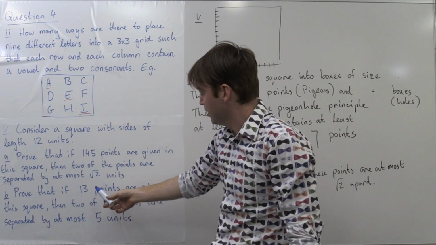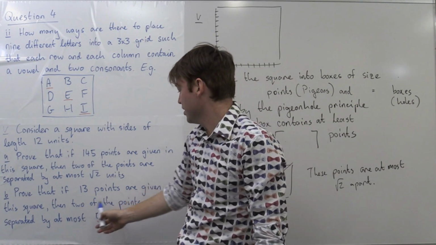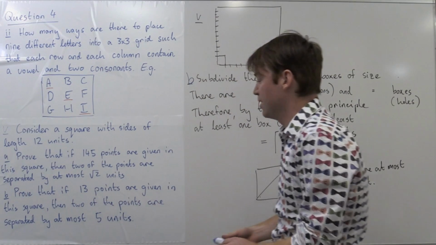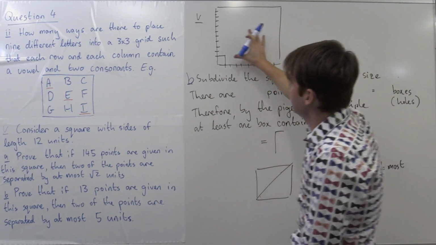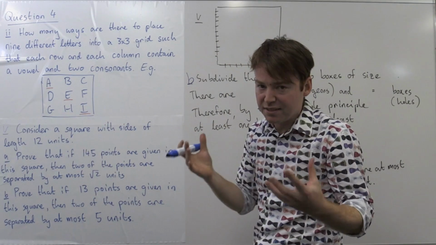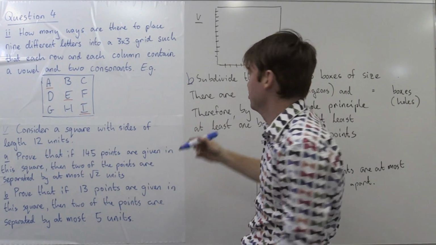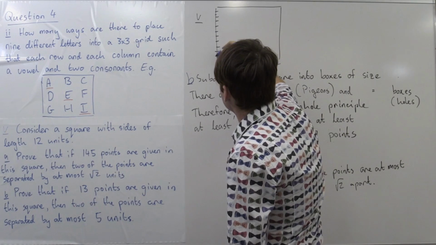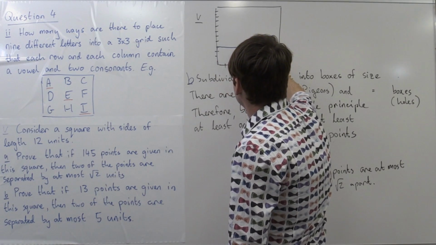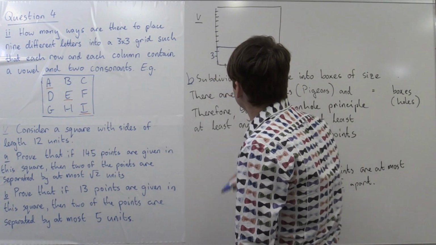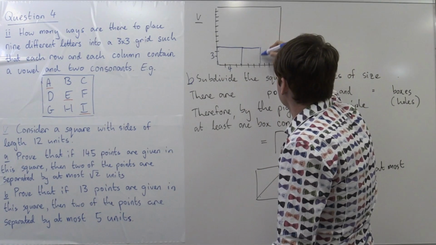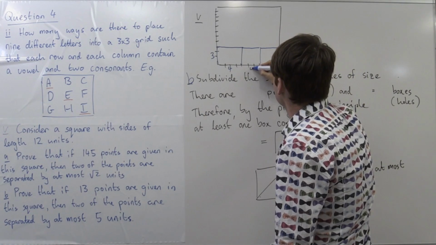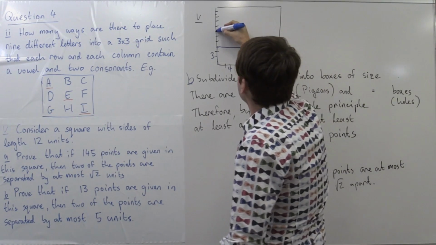Prove that if there are 13 points given in the square, 2 of the points are separated by at most 5 units. Okay. I'm going to subdivide my square, but now I'm going to subdivide it differently, and this is the challenging part of the question. How do you construct your boxes? I'm going to make the boxes of size 3 by 4. 3 by 4. Because this is length 12, I can do this like so. So here's, that's supposed to be 4 and 4, and like that.